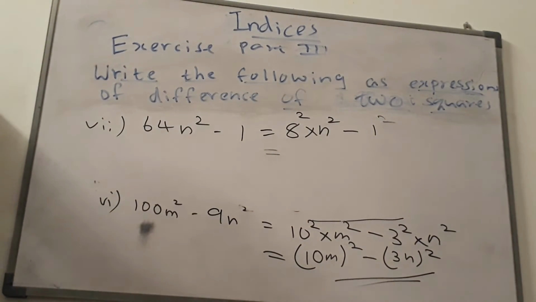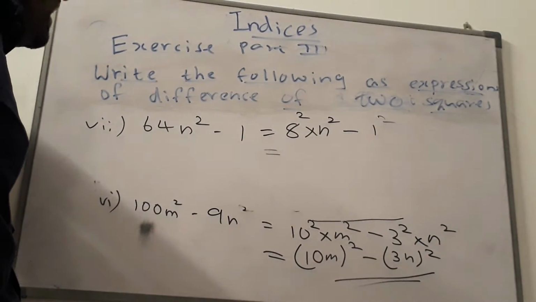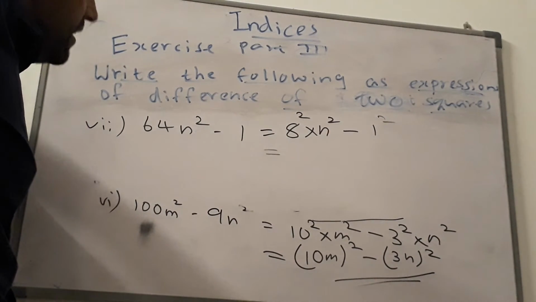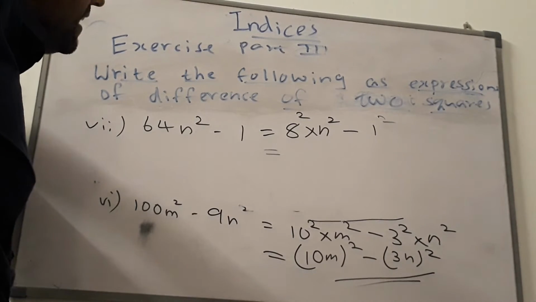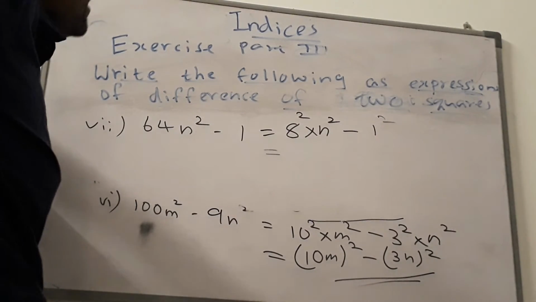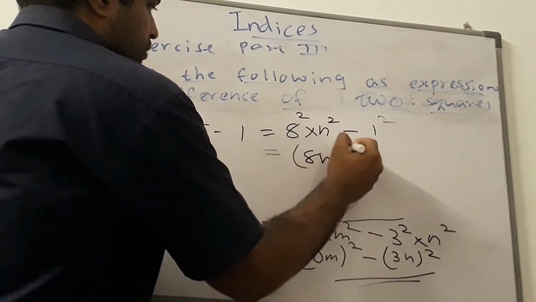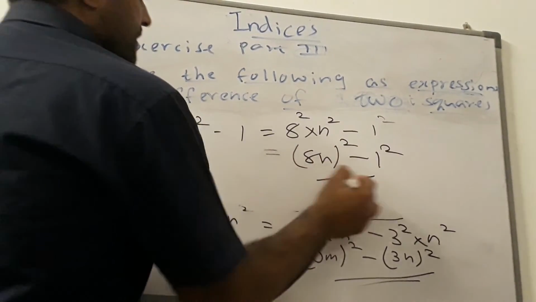64 can be written as 8 times 8, or 8 squared. 64 is a square number. What is that? 8 squared. So 8 squared times n squared, and 64n squared minus 1 can be written as the square of 1. 1 times 1 is 1 squared. Now this is 8n altogether squared minus 1 squared. This is the answer here.